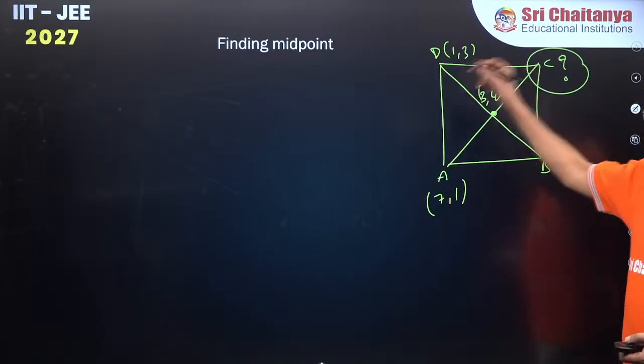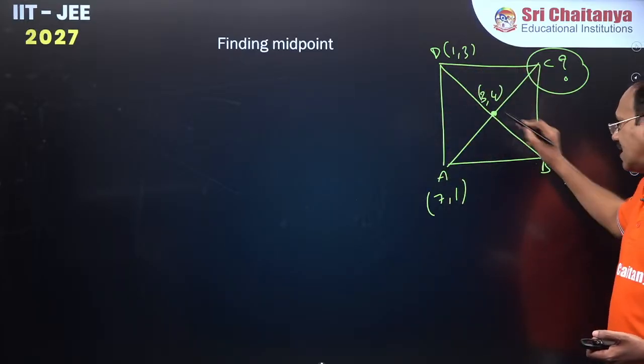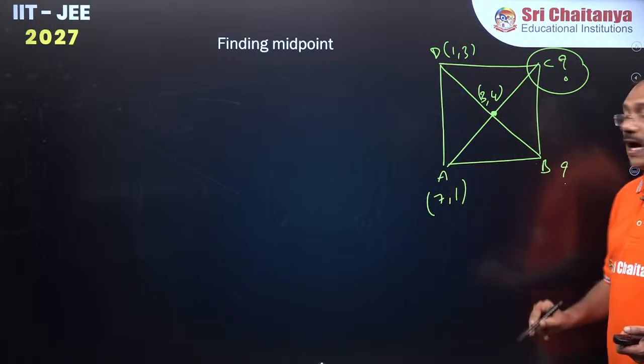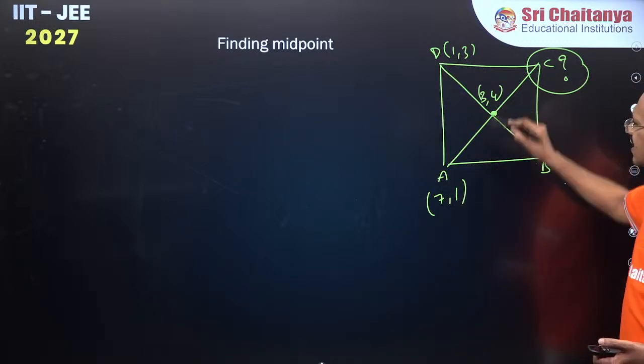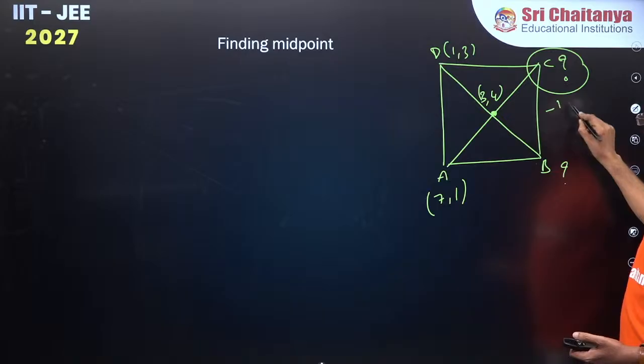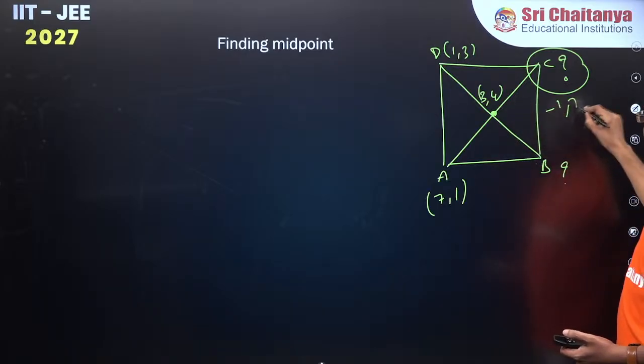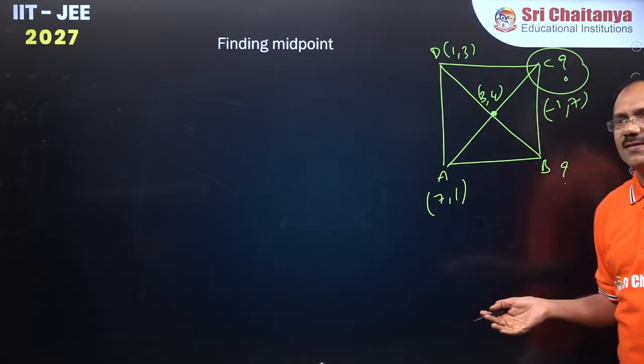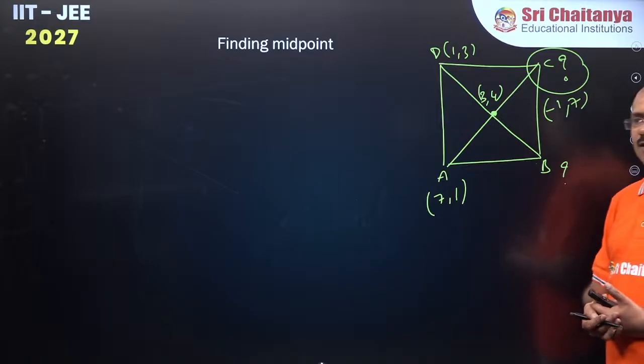Now you see this is a square, diagonals intersect here, A is given. How to find C? Double it and subtract. 6 minus 7 minus 1, 8 minus 1 7, minus 1 comma 7. Correct everyone? Super.